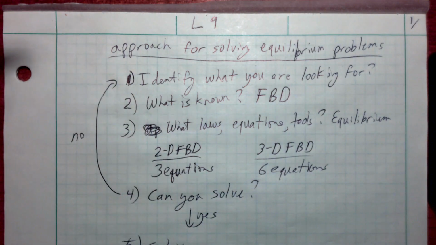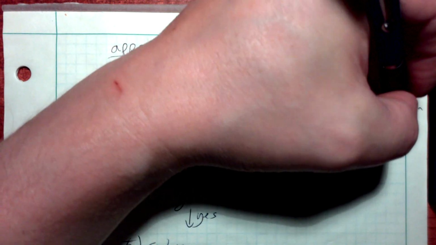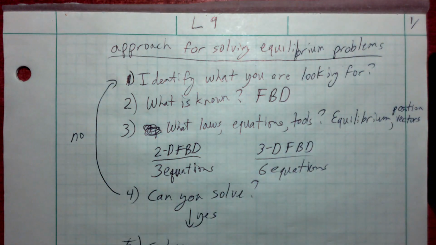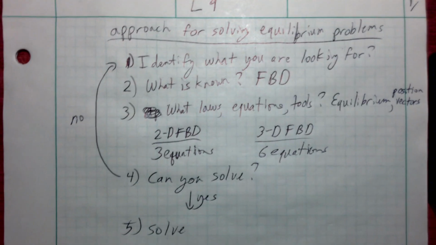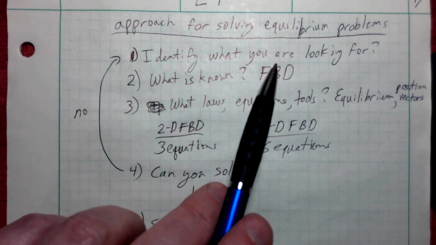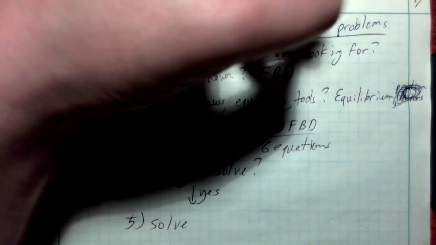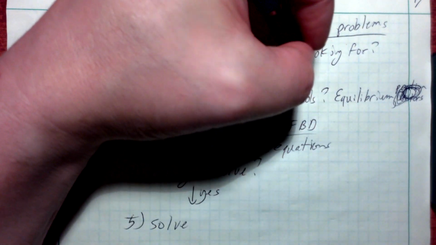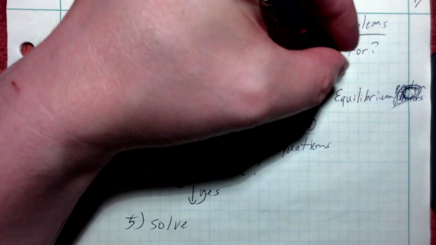Now, I did mention, in addition to equilibrium, position vectors, and basically just organizing your geometry. Your free body diagram should really help you organize your geometry, but if I've got a 3D problem that's going to involve position vectors. I find I prefer, not position vectors, I apologize, it doesn't go there, it goes up here. Position vectors. I wrote it in the wrong place, I'm sorry.